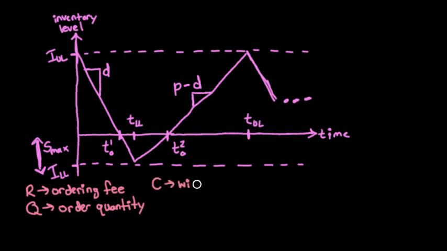We have C, which is the widget cost. What is the price to produce one of the widgets on our shelf? We have I, which is the warehouse tax.